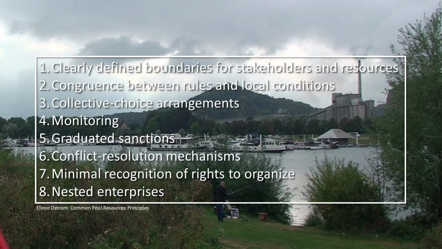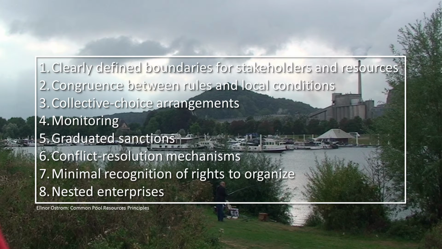4. Monitors who are accountable to the users monitor the users and the condition of the resource. 5. Violators face graduated sanctions by users, by officials accountable to the users, or by both, depending on the seriousness and the context of the offense. 6. Users and their officials have rapid access to low-cost systems to resolve conflicts among users or between users and officials. 7. The rights of users to create and run their own institutions are not challenged by external governmental authorities. 8. All the above activities are organized in multiple layers of nested organizations, each dealing with their own level, constituting a 3D landscape.